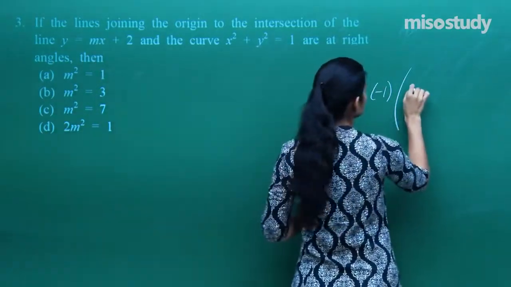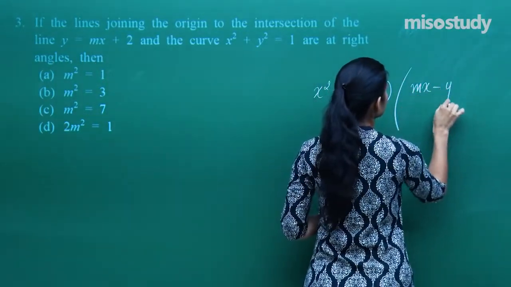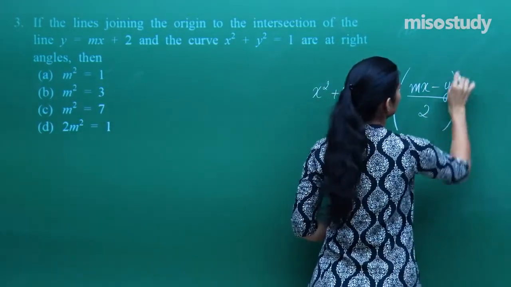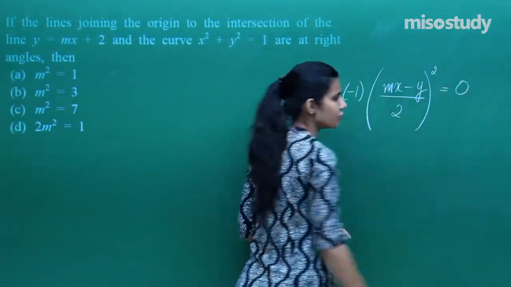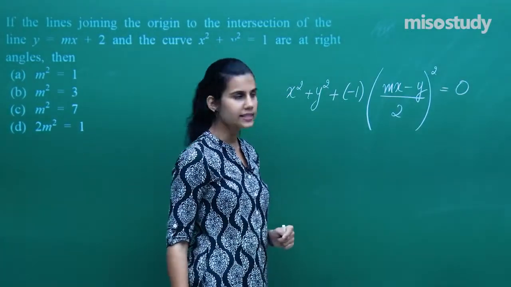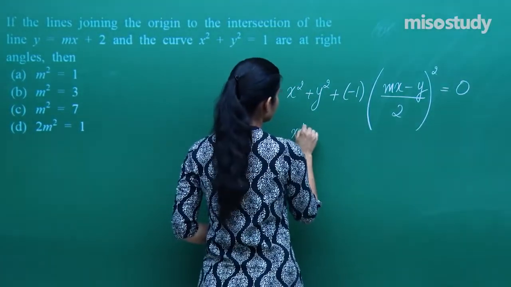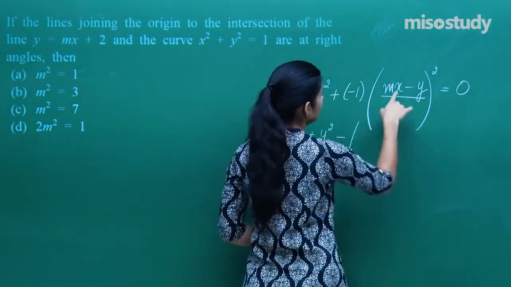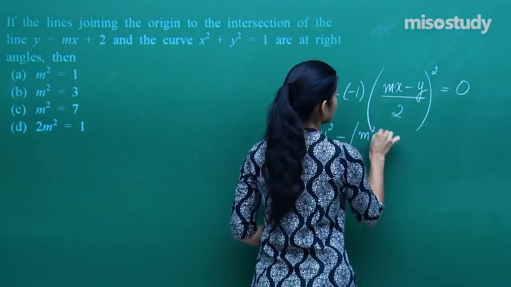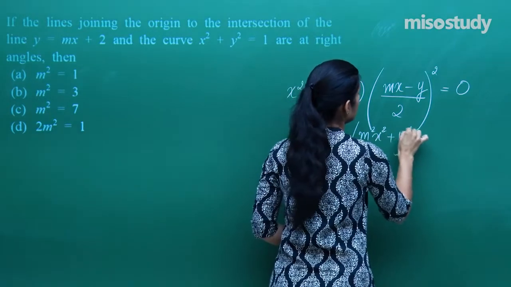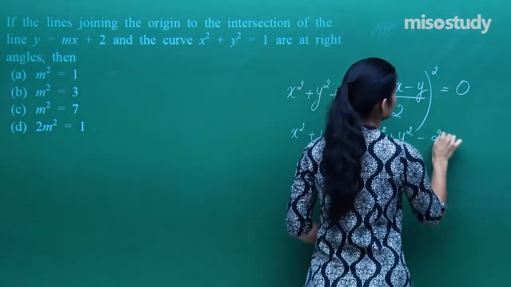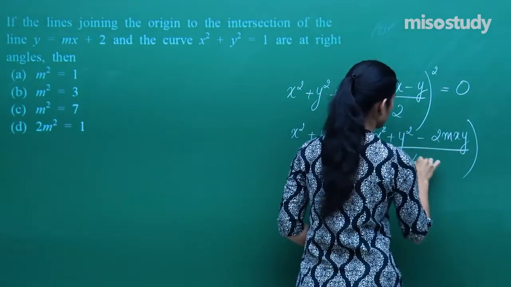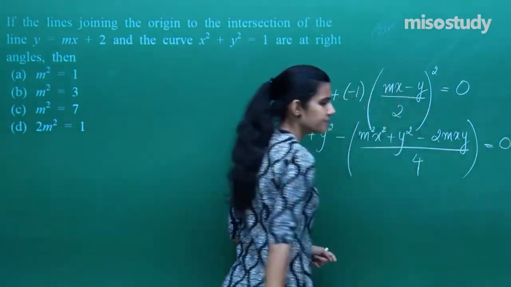So mx minus y upon 2 whole square equals 0. We've done this in the pair of straight line section. So this becomes x square plus y square minus m square x square plus y square minus 2mxy whole upon 4 equals 0.